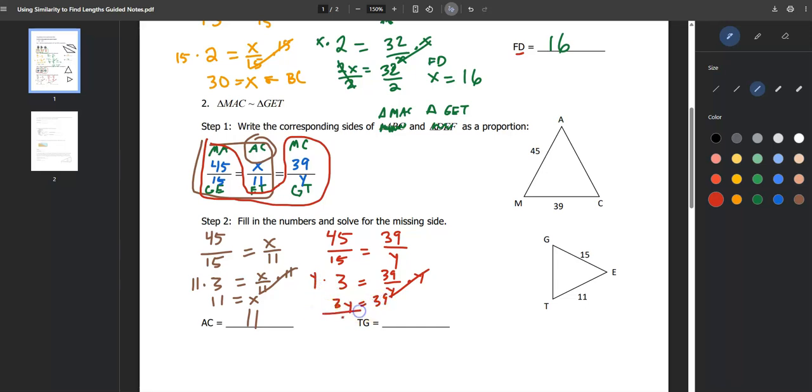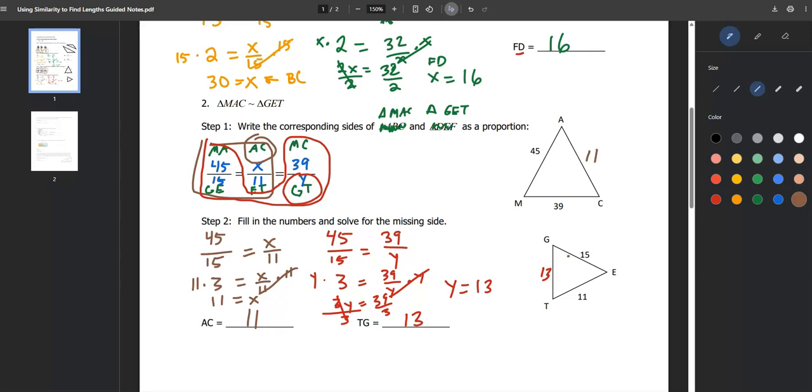And then I have to divide by 3 because this is timesing. Those will cancel that out. Divide by 3, and I get Y is equal to, anybody? That's good, 13. Okay? And then don't forget Y is, again, GT or TG, and so 13 would be that value. And 13 here, and 11 here if you like those visuals, is what you end up getting from those.